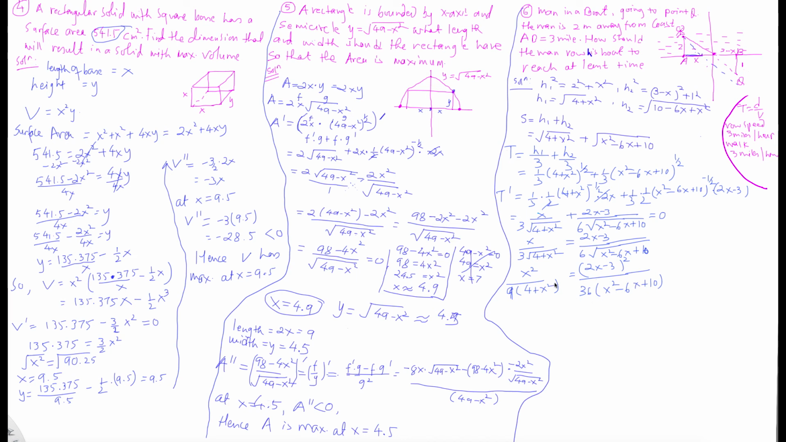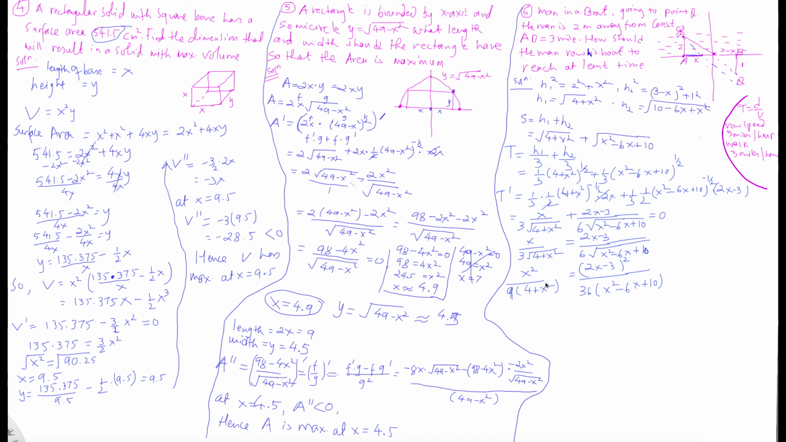Or let's try 1. Does x equals 1 work? Just guessing values. If x equals 1, you get 1 over 9 times (4 plus 1), which is 5, so 1 over 45 on the left side. On the right side, 2 times 1 is 2, minus 3 is negative 1, squared is positive 1, and then 1 minus 6 is negative 5, plus 10 is positive 5, so 36 times 5. It looks like 1 doesn't work because you don't get 45 on the bottom.